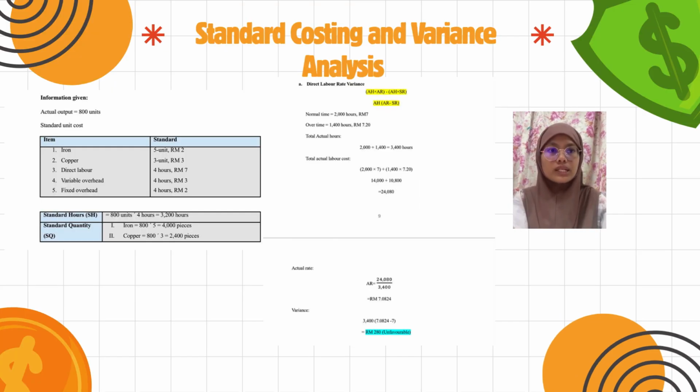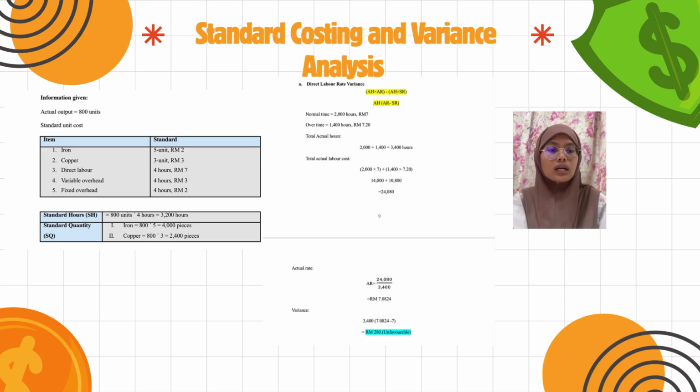For question 2, Sarah and I will explain this part. For question A, the direct labor rate variance formula used is as provided. To get the total actual hours, 2000 plus 1400 equals 3400 hours. For the total actual labor cost, the calculation is as provided in the slide, with the answer 24,080.